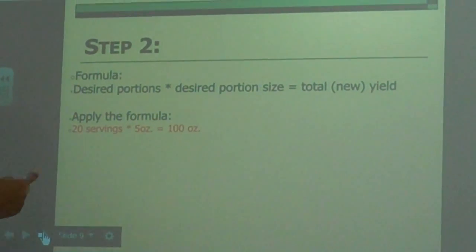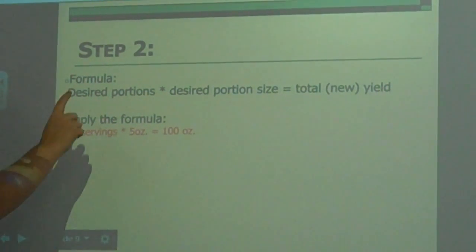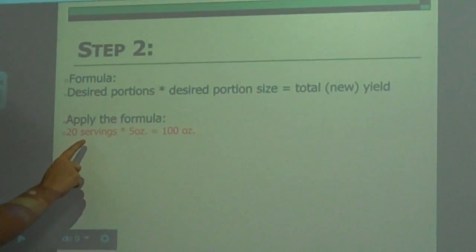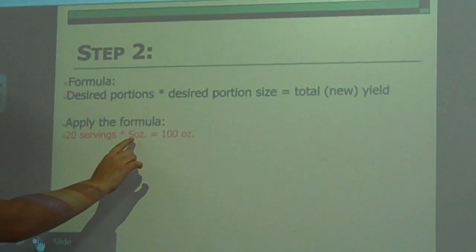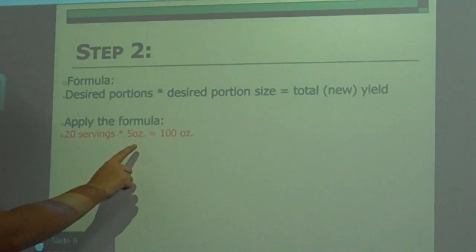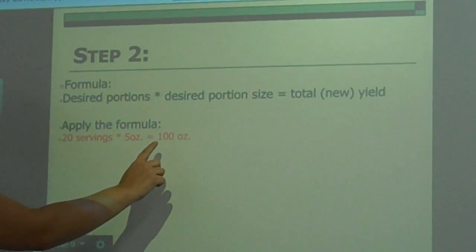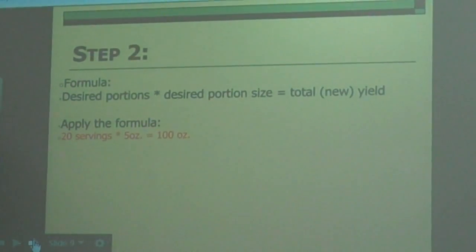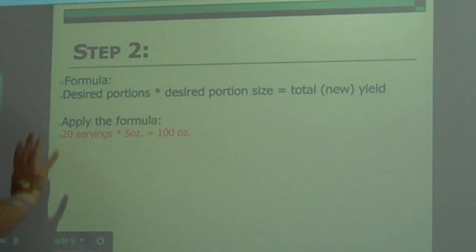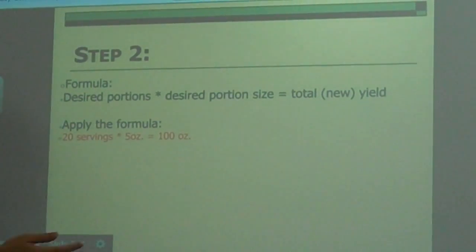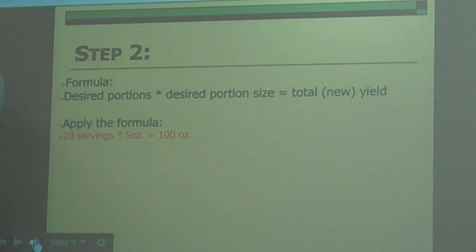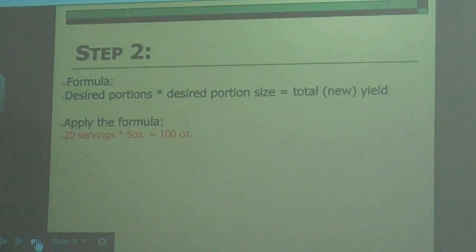So doing essentially the same exact thing, but with your new desired portion. 20 is our new portion size, because that's how many people we're making it for. We're giving them a smaller amount, 5 ounces. So you're just going to take 20 times 5, and it gives you your total new yield of 100 ounces. Okay? So when we're dealing with portion size, essentially you're putting both new and old yield into ounces, rather than just keeping a regular number. Okay?